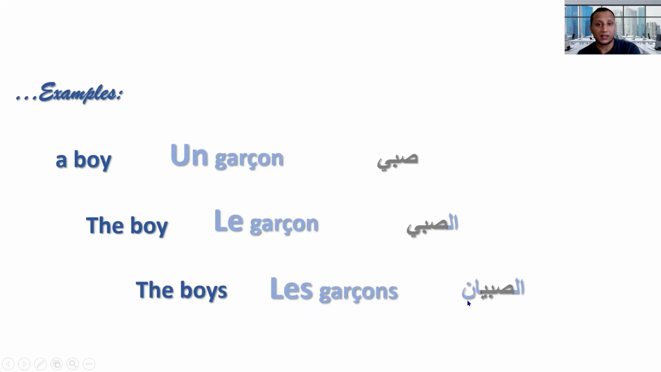Guys, follow with me. For non-Arabic speakers, for non-French speakers, and even for non-English speakers, you can always repeat with me. The boys, les garçons, as-sibyan. The boy, le garçon, as-sabi. A boy, un garçon, sabi. Okay, guys, let's see another example.